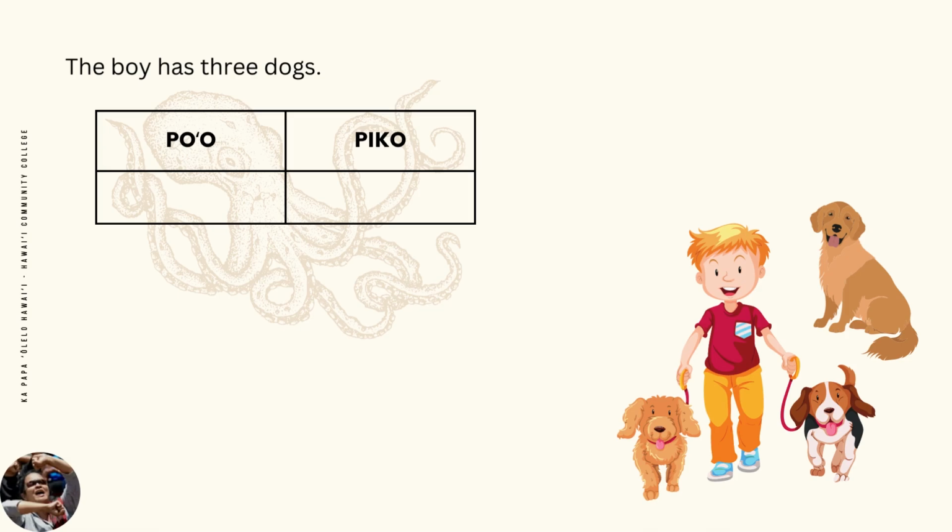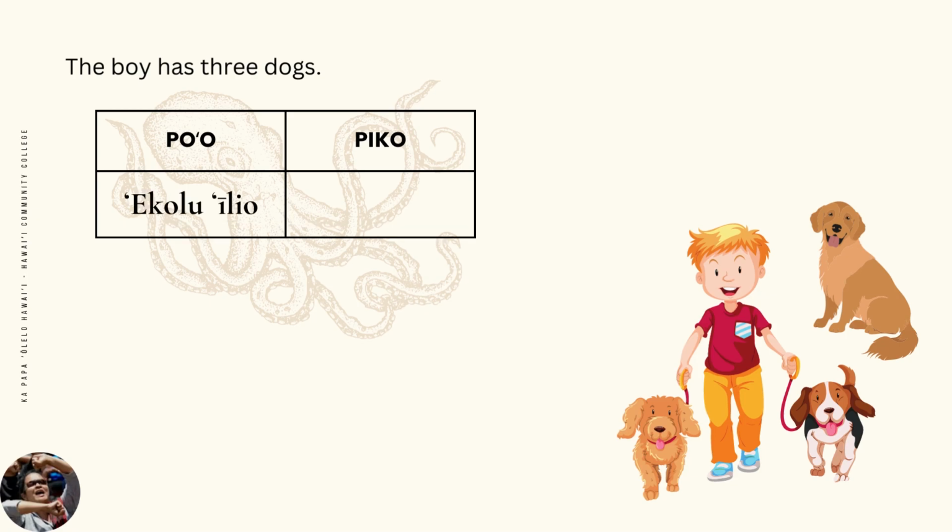Keeping our octopus metaphor in mind, remember that the po'o begins every sentence. For Pepeke Nonoʻa, the po'o is the item owned, including its amount. 3 dogs, e kolu I lio.